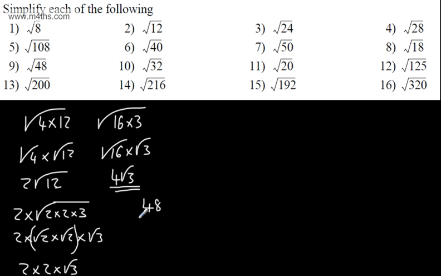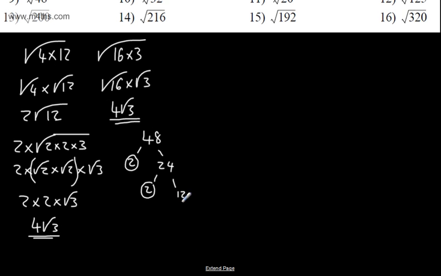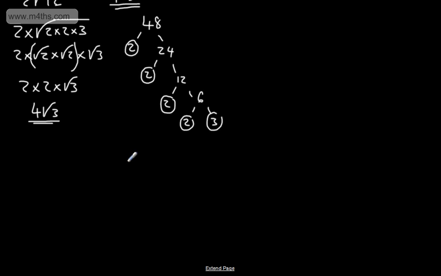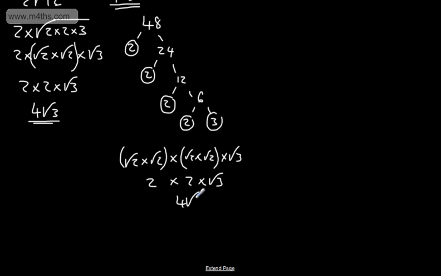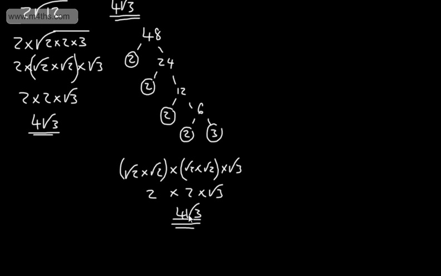Alternatively, I could prime factor it. 48 divided by 2 gives me 24. I will divide that by 2, and that will give me 12. I will divide this by 2, and that gives me 6. I'll divide this by 2, and that gives me 3. So what I could have done is written this now as the root of 2 multiplied by the root of 2, and I'm just going to bracket that. Then multiplied now by the root of 2 multiplied by the root of 2 multiplied by the root of 3. This is going to give me 2. That's going to give me 2. And then we'll have now 4 root 3. So I'm kind of throwing it out there. You decide how you want to see them.